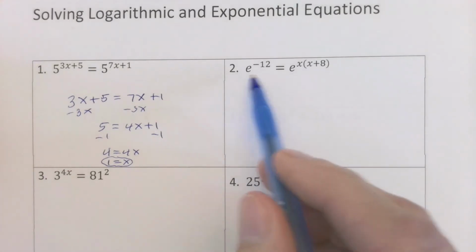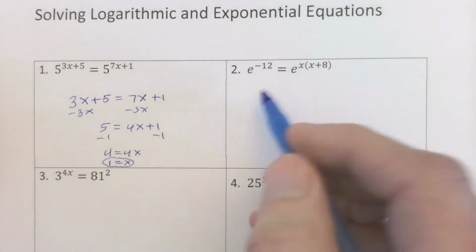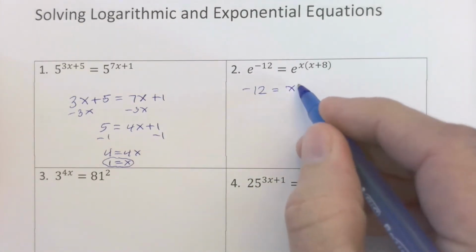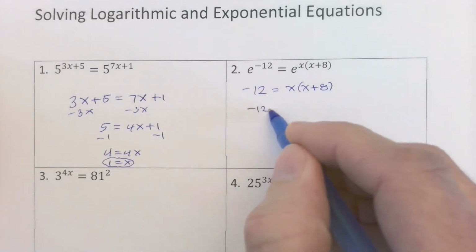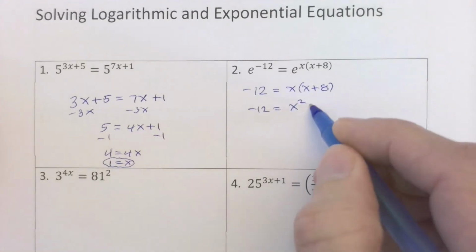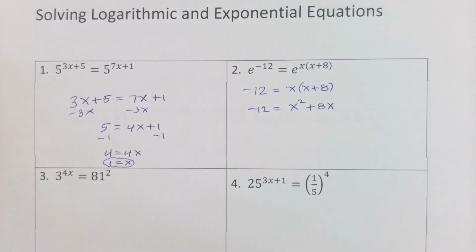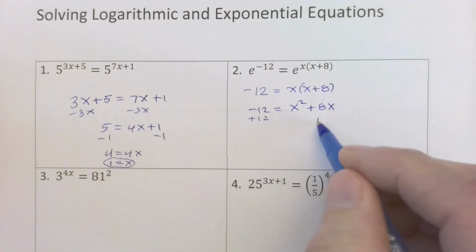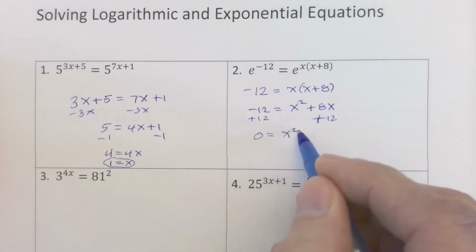Not much different about the second problem. It has a base of e, but there's two equal powers that have equal bases. So you're going to go ahead and say, yeah, then the exponents have to be equal. So negative 12 equals x times x plus 8. And I'm going to distribute the x through here. And as soon as you do that, you'll notice that x squared appears. Well, in equations with x squared or x cubed, higher powers of x, you want to get things equal to 0 and then try factoring. So I will add 12 to both sides like this. And on the left I have 0, and on the right I have x squared plus 8x plus 12.